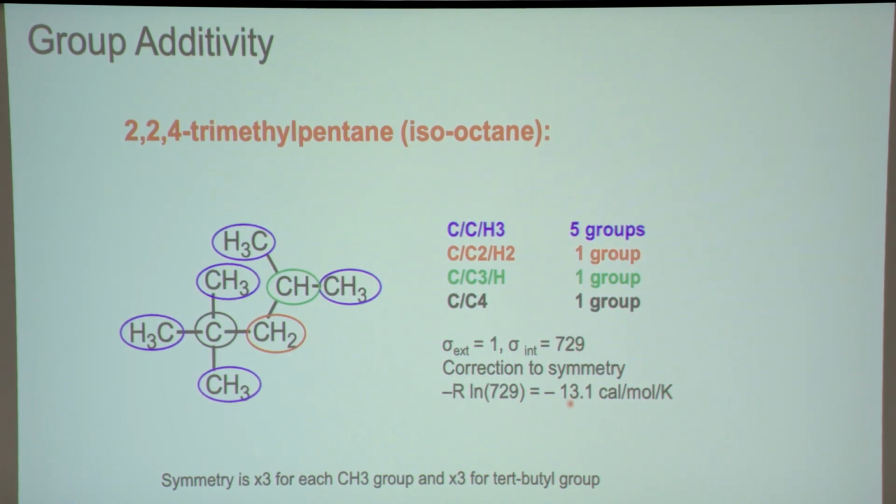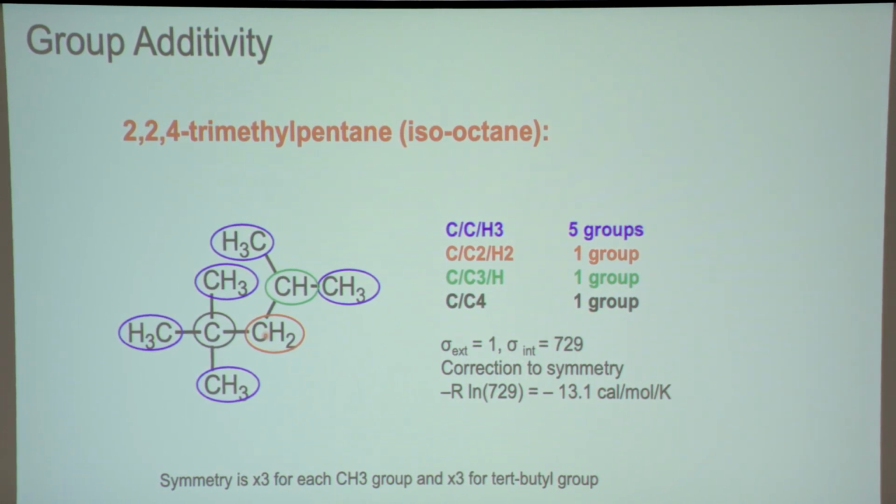Again, someone might miss the last symmetry of the tert-butyl group. Is it a big deal? Well, instead of ln of 729, you'll take 243. You'll have some error, but it's not a huge error, okay? So people make these mistakes sometimes. Again, that's why the groups that do this well know their chemistry very well when they look at these molecules.